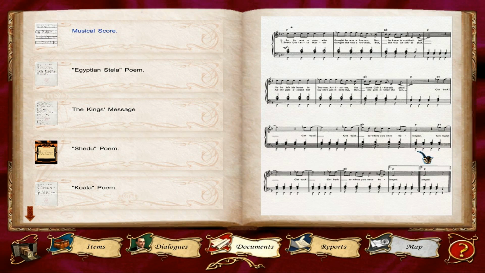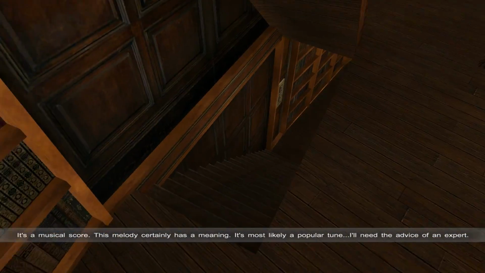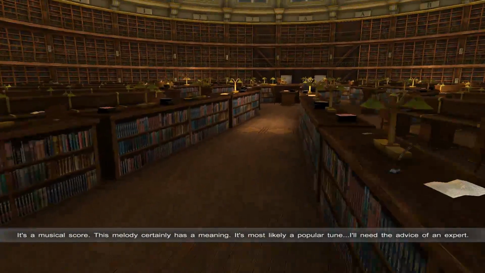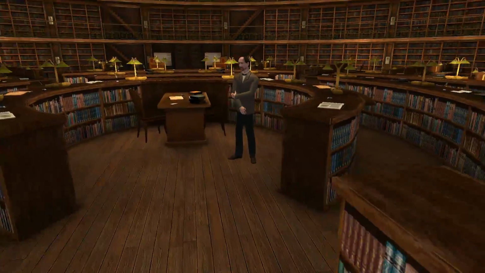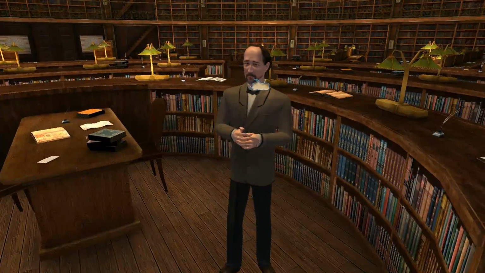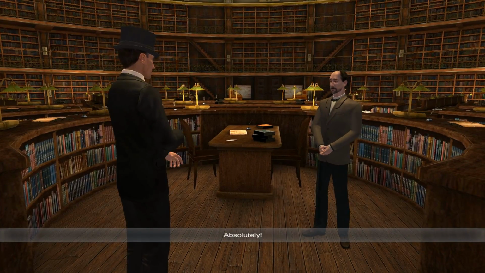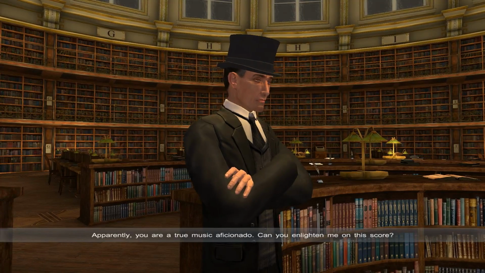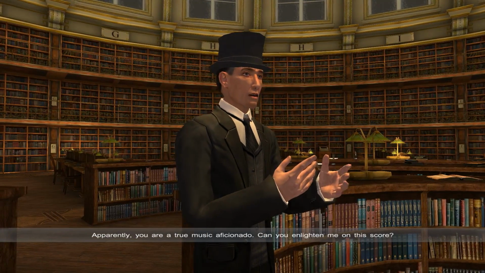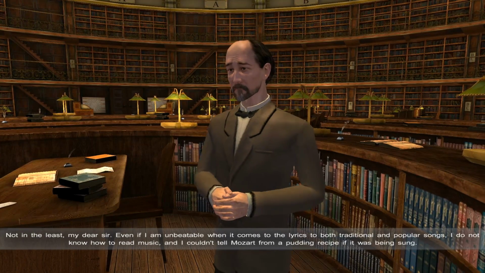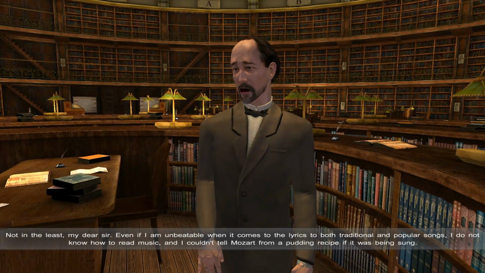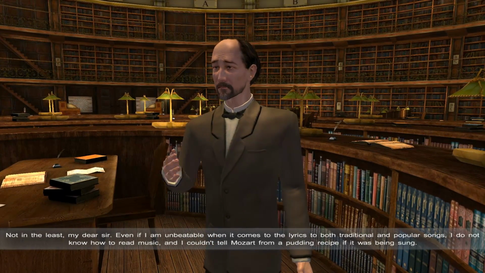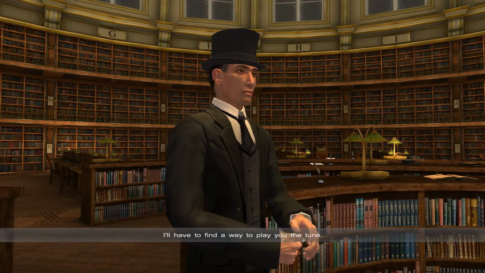Somehow they must have stolen it from Arsene Lupin. How? It's a musical score. This melody certainly has a meaning. It's most likely a popular tune. I'll need the advice of an expert. Unless... If I could bother you again. Absolutely. Music. Apparently you're a true music aficionado. Can you enlighten me on this score? Not in the least, my dear sir. Even if I am unbeatable when it comes to the lyrics to both traditional and popular songs, I do not know how to read music, and I couldn't tell Mozart from a pudding recipe if it was being sung. I'll have to find a way to play the tune.